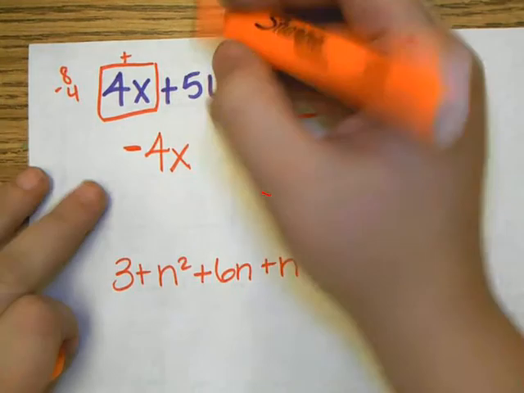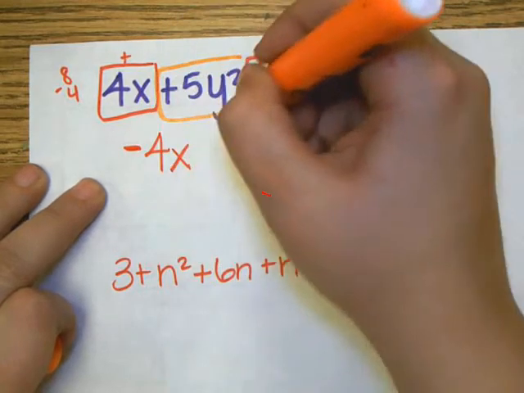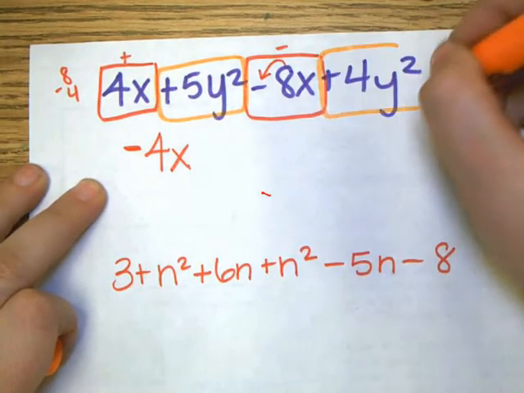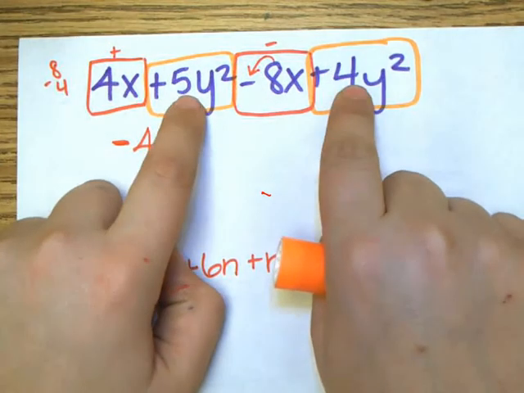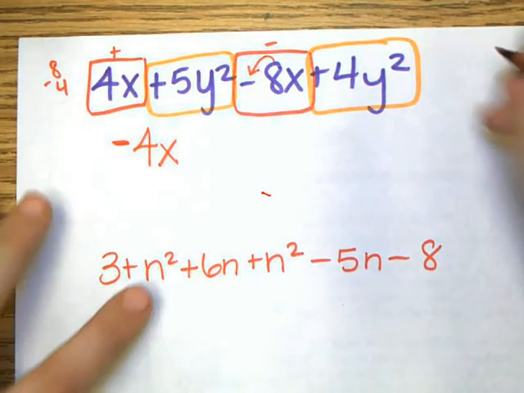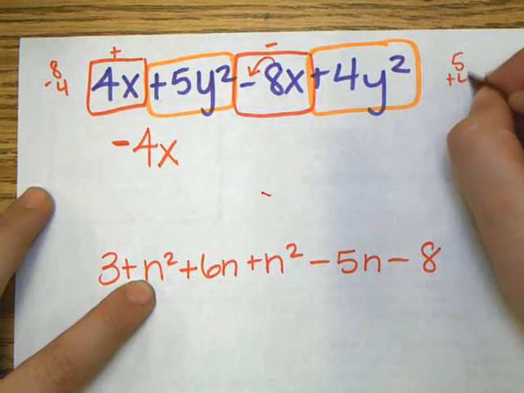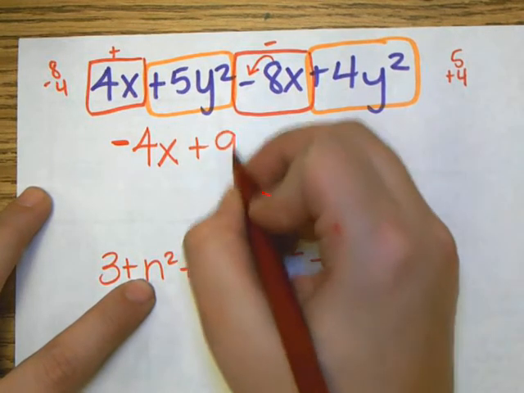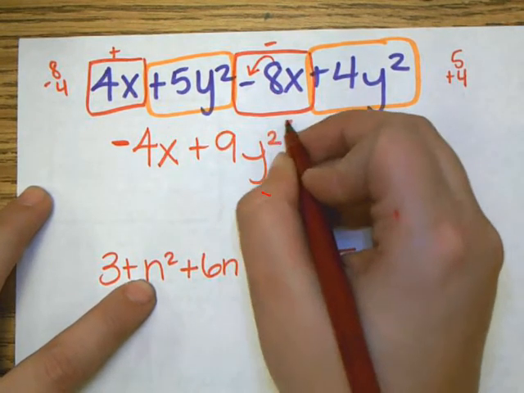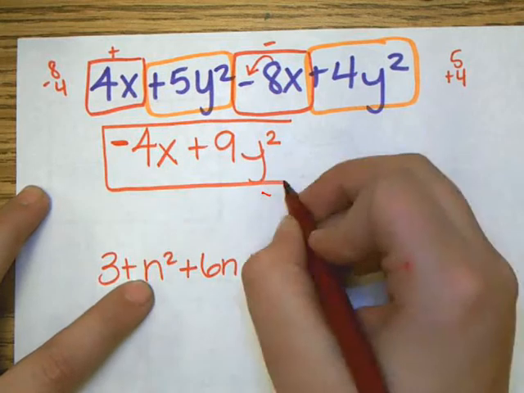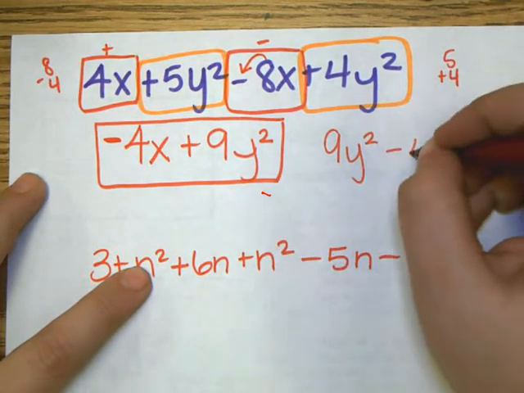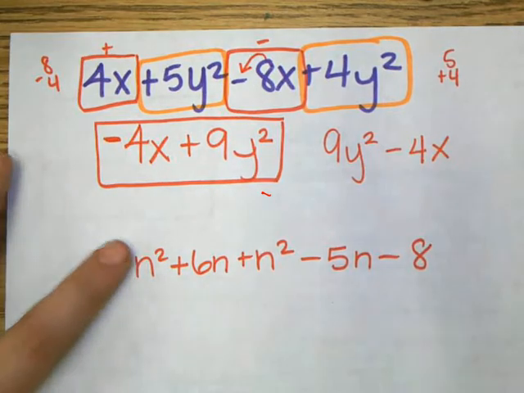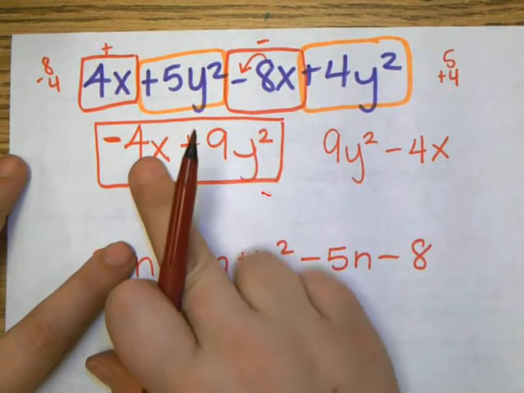And then we look in front of the bigger number, which is 8. So that means there's more negatives. So negative 4x. Then we are going to combine the 5y squared with the 4y squared. And they're both positive numbers, so they're the same, so we add them. So 5 plus 4 is positive 9y squared. And that is as far as we can go.